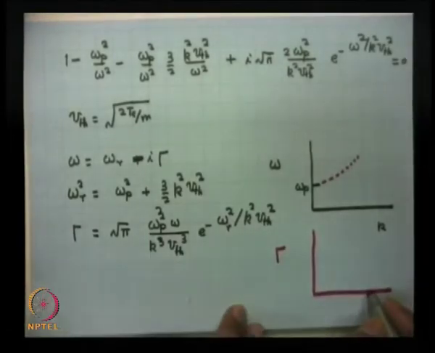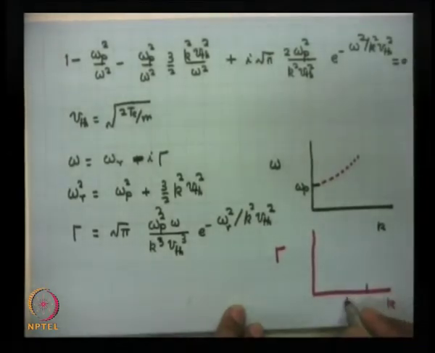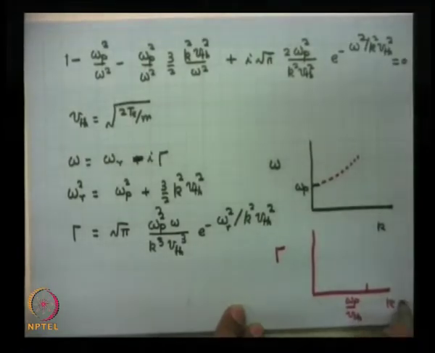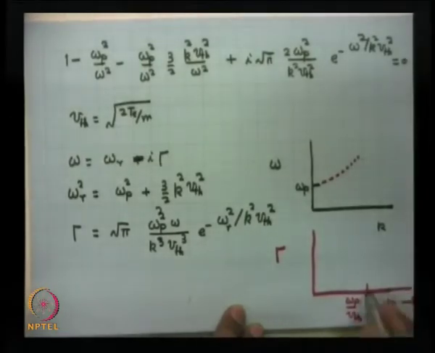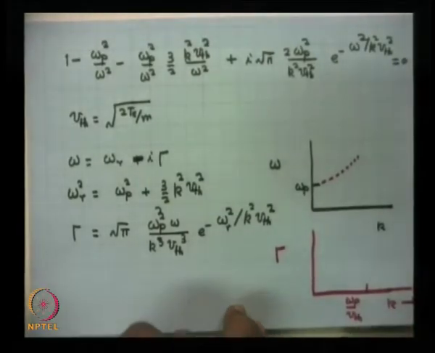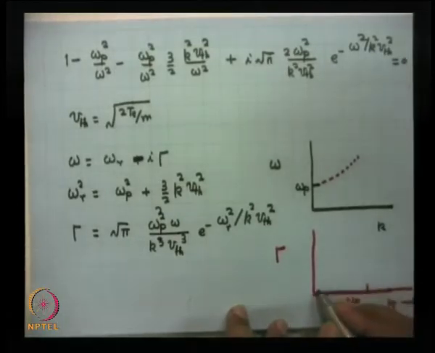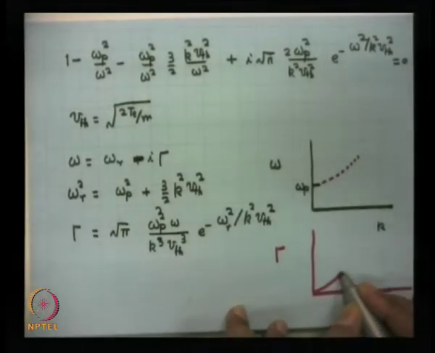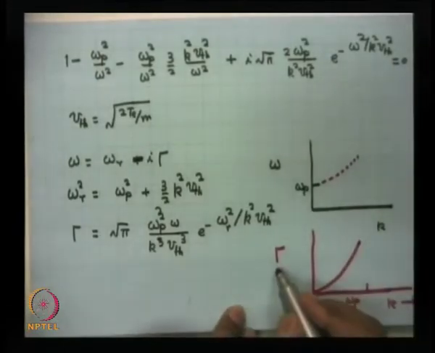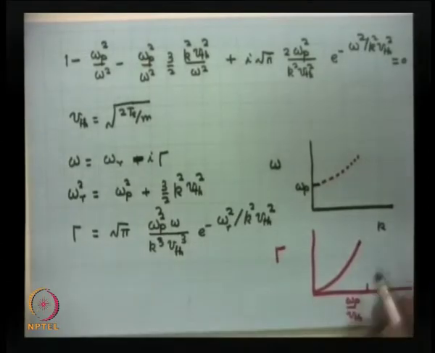Suppose omega p by V thermal is here. This is omega p upon V thermal. I am varying this quantity k here. So, this is the point where omega by k becomes omega p upon V thermal. The damping is very huge here. So, you start from here and then it increases rapidly. The scale for this is different than the scale for omega, but this could be quite large.